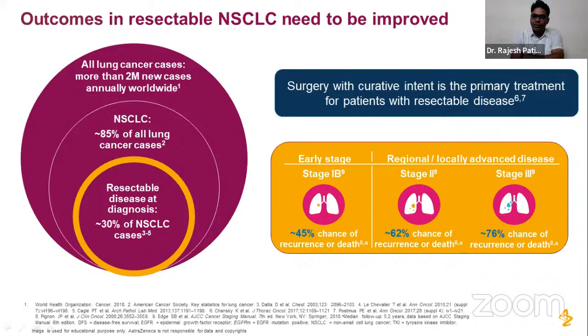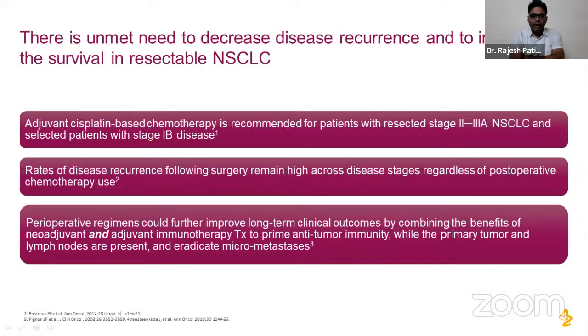In early stage 1B, there is a 45% chance of recurrence or death. In stage 2, there is a 62% chance of recurrence or death. And in stage 3, there is a 76% chance of recurrence or death. And we know that surgery is the curative intent option for non-small cell lung cancer apart from CTRT. But whenever feasible, we go ahead with surgery and the data with surgery is better. There is still an unmet need because around 50% of patients, even in early stage lung cancer, recur and die after surgery. So there is still an unmet need.